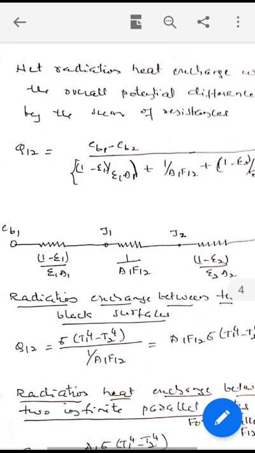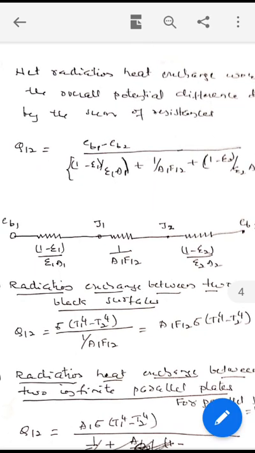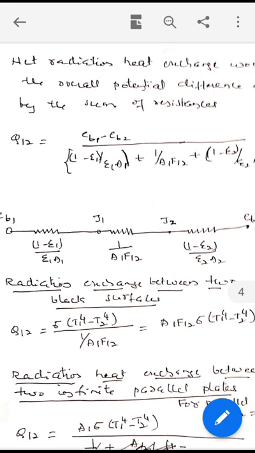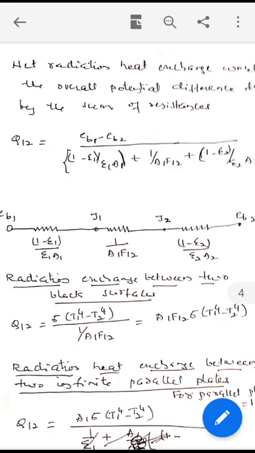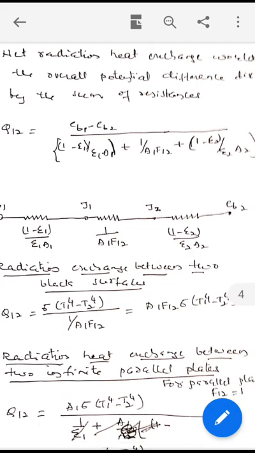Therefore, when two bodies are radiating heat with respect to each other, we have three resistances: the surface resistance of the first body, the surface resistance of the second body, plus the shape resistance between the two bodies. Therefore, it is shown here Q12 equal to EB1 minus EB2 divided by (1 minus epsilon 1)/(epsilon 1 A1), that is the surface resistance of 1, plus (1 minus epsilon 2)/(epsilon 2 A2), the surface resistance of 2, plus 1/(A1 F12), that is the shape resistance between 1 and 2.